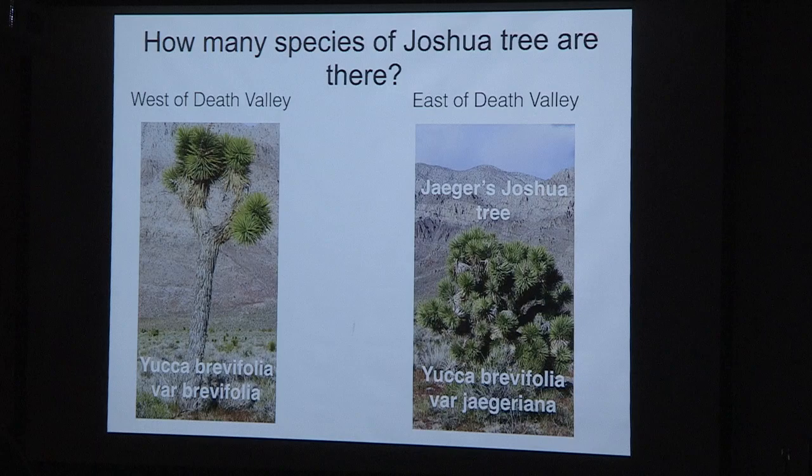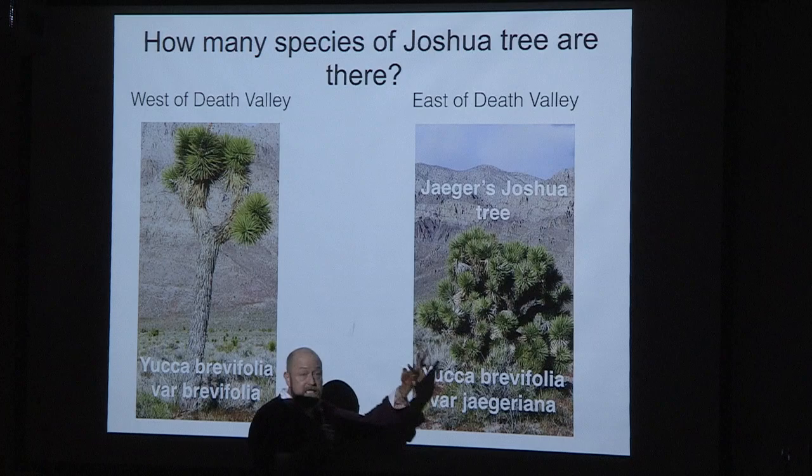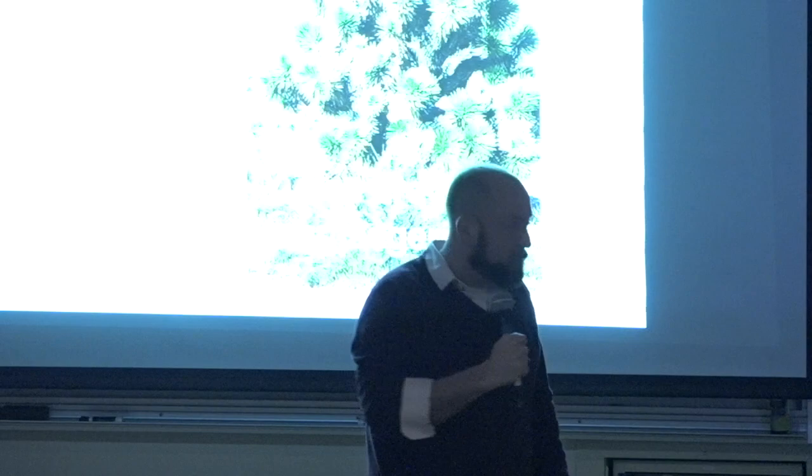And McKelvey said, this thing east of Death Valley, I think that's a variety, and she named it after another botanist named Jaeger, and she calls this Jaeger's Joshua tree. Sometimes you'll also see this called the pygmy Joshua tree or the dwarf Joshua tree, because they're small. So that was in the 1930s.